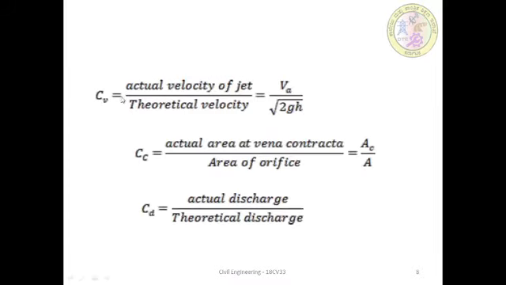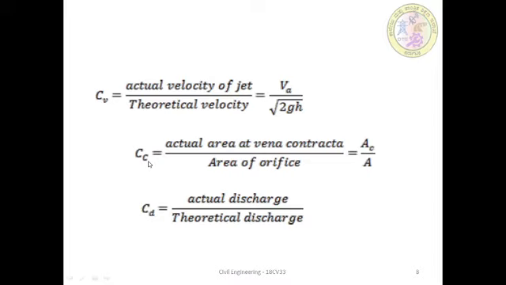The first one is CV. CV is the ratio of actual velocity to the theoretical velocity. Actual velocity at the jet point is VA, and the theoretical velocity is root 2gh. Just now we have seen that both of these ratios give us the coefficient of velocity.